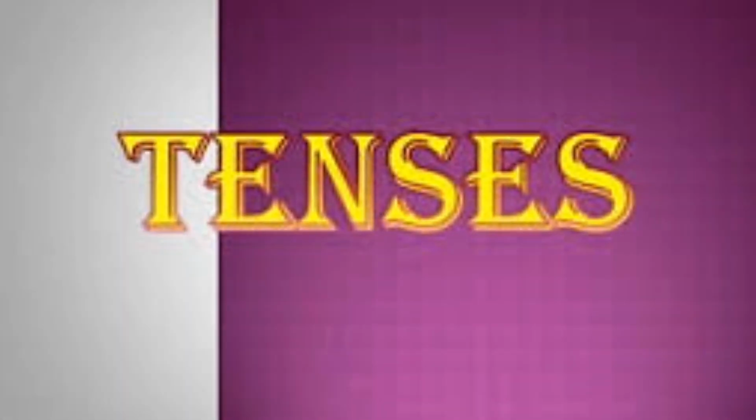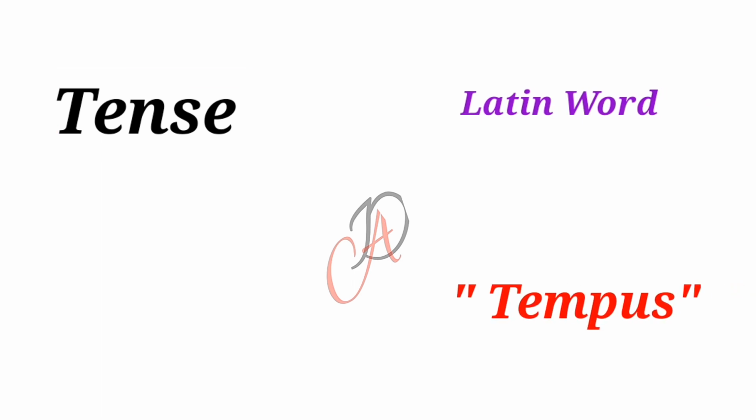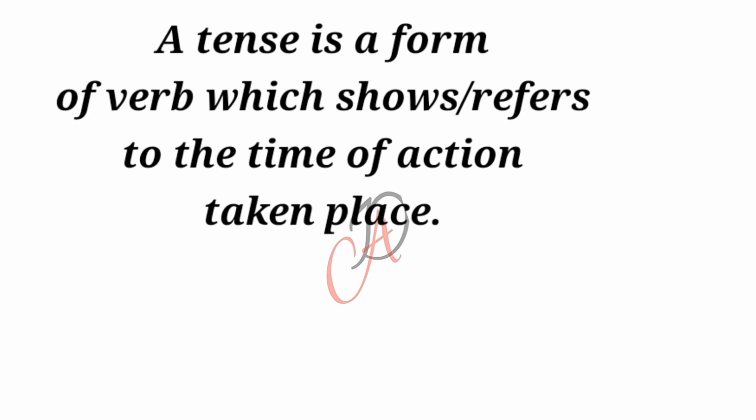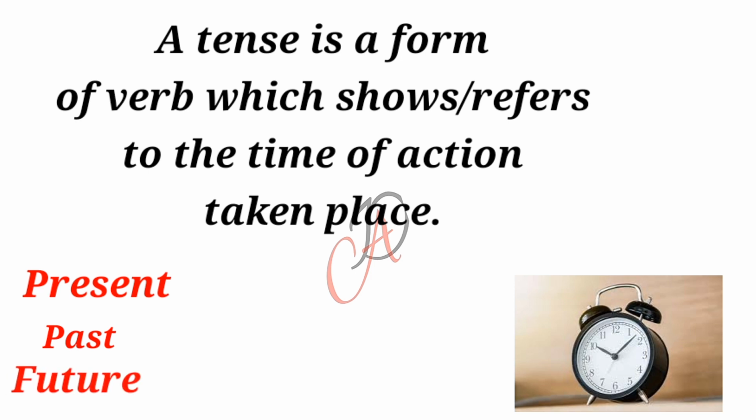Alright, what are tenses in English? Before knowing it, let's know the meaning of tense. The word tense is derived from a Latin word, tempus, and in the Latin language, the word tempus refers to time. Hence, tense refers to time. Then, let's define tense. It's very simple, guys. A tense is a form of verb which shows the time. It shows the time of what? The time of action taking place, whether the action is taken in present, past, or future. Therefore, a tense is a form of verb which expresses or shows the time of action taking place.